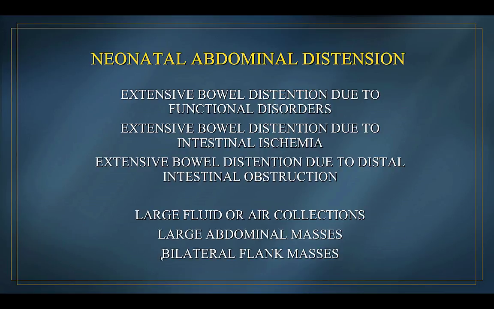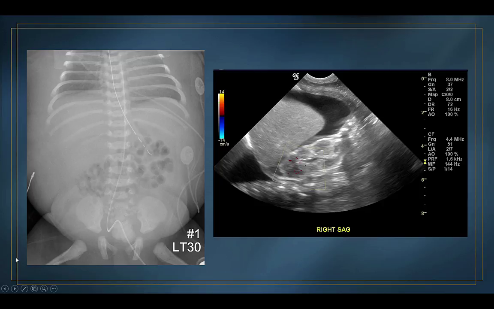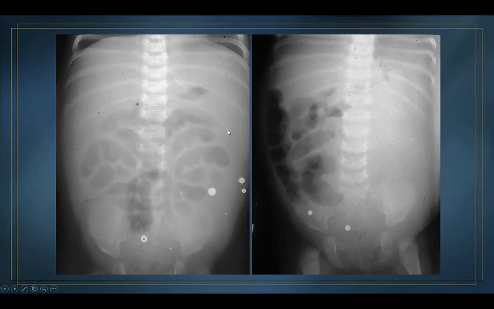Large abdominal masses or bilateral flank masses, certainly less common, and the radiologist in this day and age has much less to offer in this regard because most of these babies are born with the diagnosis made on the basis of maternal ultrasound. This is a baby that obviously has severe edema of the chest and abdominal wall with central pooling of non-dilated small bowel loops, and you can see on the ultrasound a large amount of ascites. This is a classic hydrops fetalis, in this case due to ABO incompatibility.